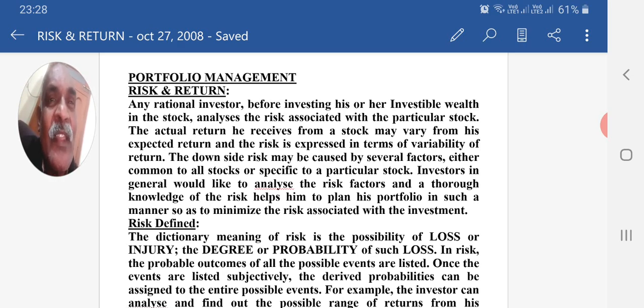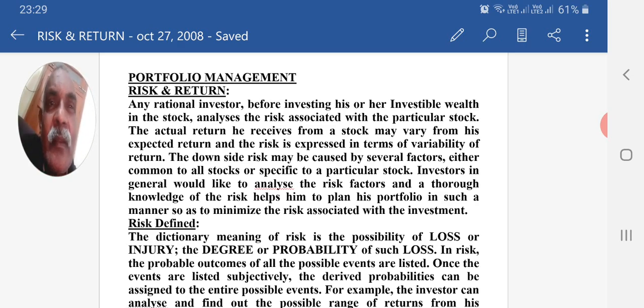So, any rational investor, before investing his or her investable wealth in a stock, analyzes the risk associated with the particular stock. The actual return he receives from a stock certainly may vary from his expected return, and the risk is expressed in terms of variability of return. It means there are variations in the return. Variations in what? The expected and actual. So the downside risk may be caused by several factors, either common to all stocks or specific to a particular stock. Investors in general would like to analyze the risk factor, and a thorough knowledge of the risk helps him to plan his portfolio in such a manner as to minimize the risk associated with the investment.